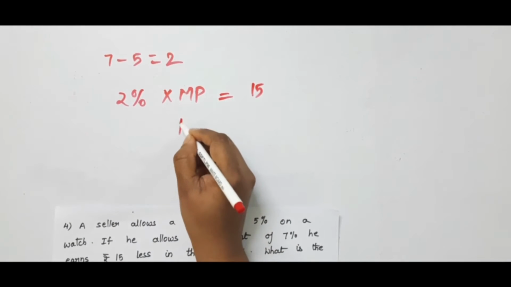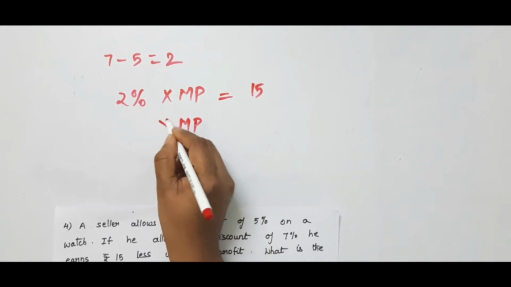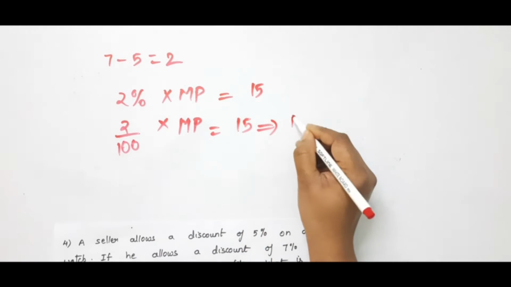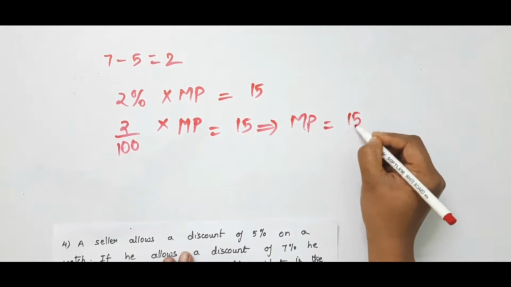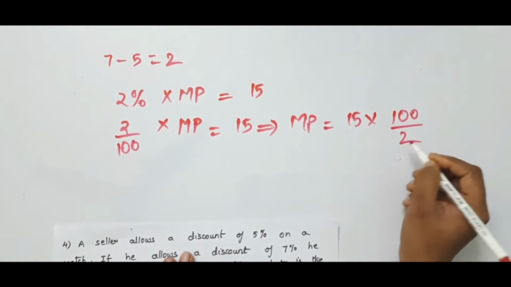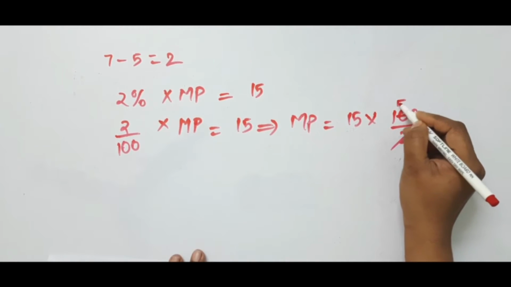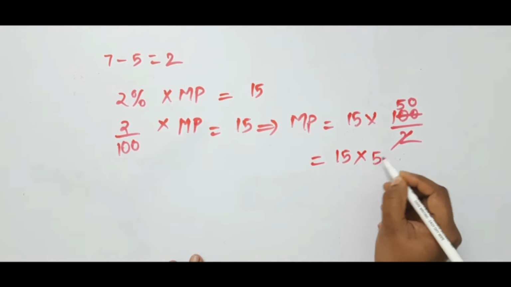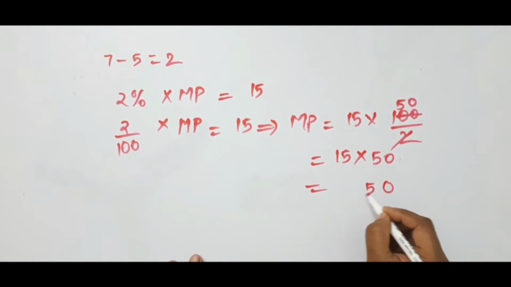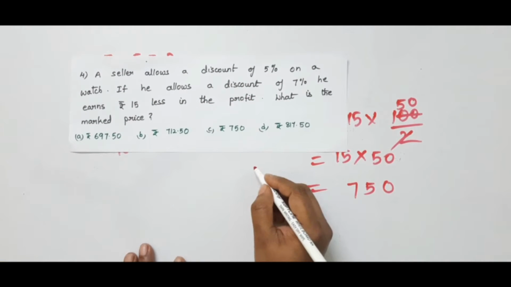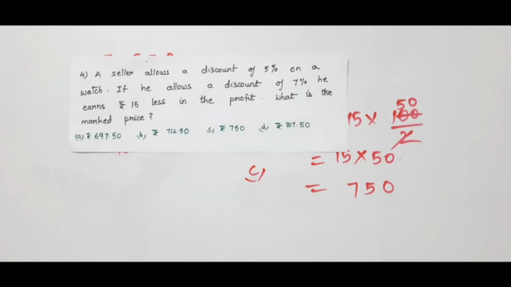Then the market price will be, 2% is nothing but 2 by 100, equal to 15. So the market price is 15 into, bringing this 2 by 100 to the other side, 100 by 2, so 2 50s. This is nothing but 15 into 50, which is 750. Market price is nothing but 750 rupees. Let us go to the options and check where it is. It is option C. In this way you have to solve this type of problem.